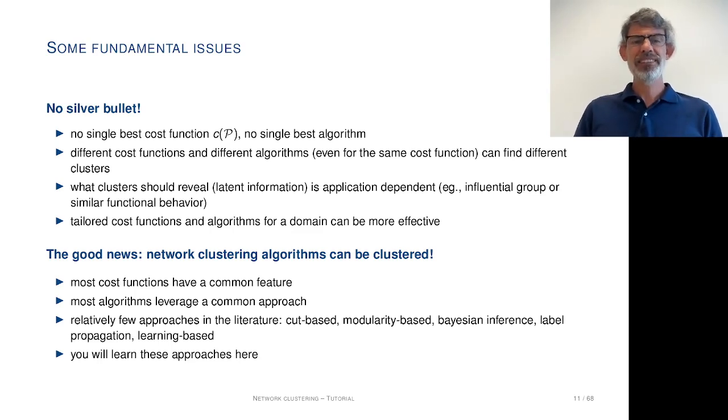The good news is that network clustering algorithms can be clustered. Most cost functions have a common feature, they are very similar to one another, and most algorithms leverage some common approach in the literature. There are relatively few approaches to designing network clustering algorithms: the cut-based approach, modularity-based, Bayesian inference, label propagation, and learning-based algorithms. We'll see these approaches here in the tutorial in part 2.